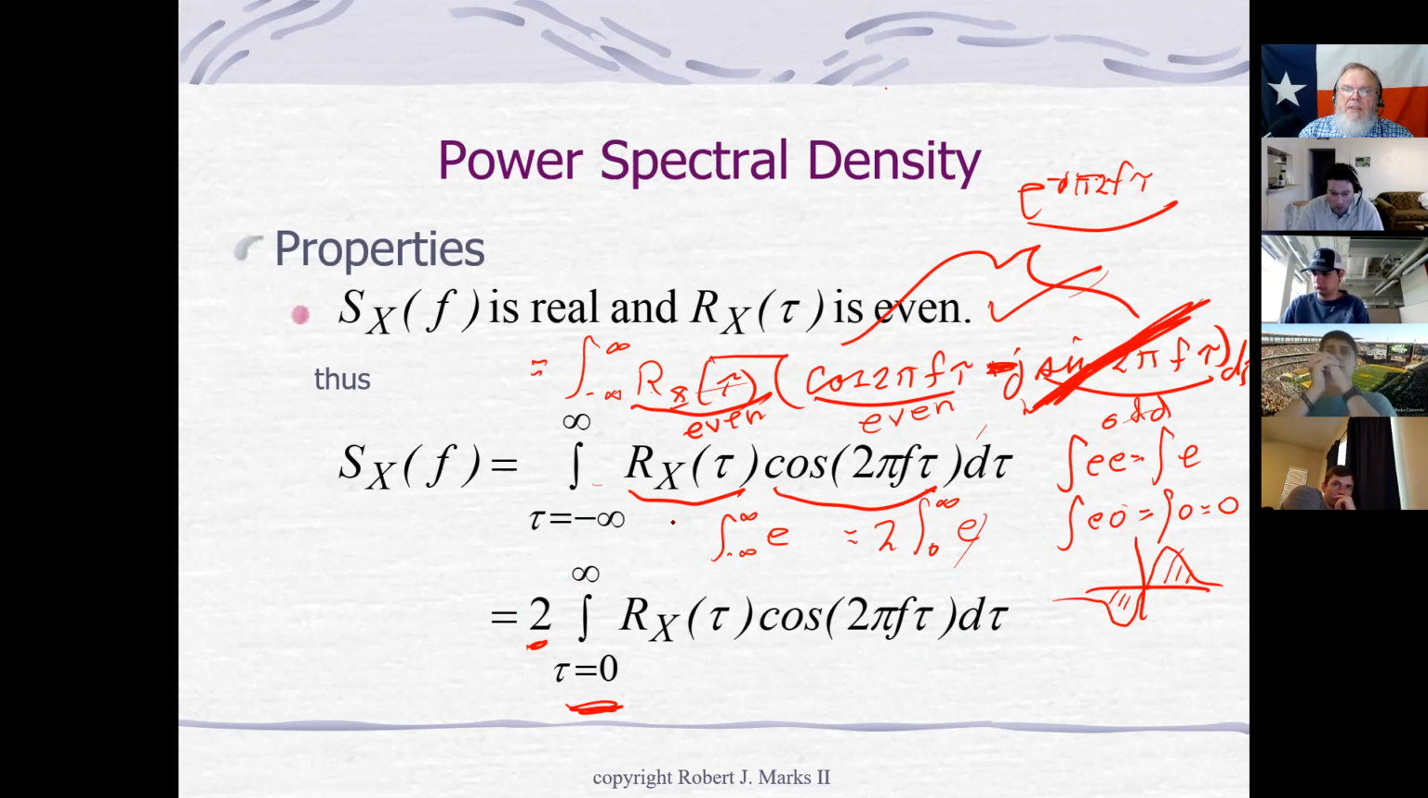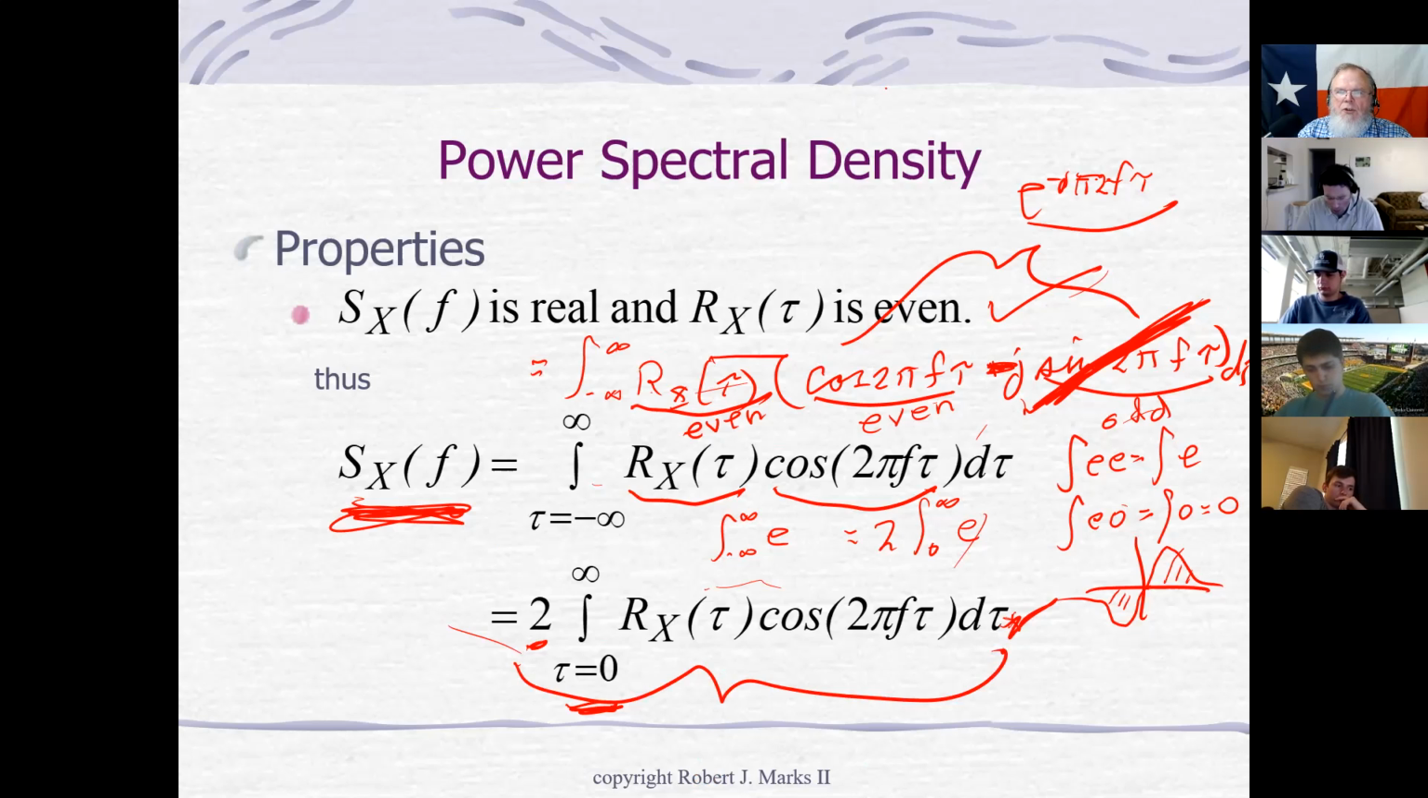So this shows that S, the power spectral density, is real. How do we know it's real? It's real because there's nothing imaginary in here, right? There's nothing imaginary in there. So it turns out to be a nice real function.